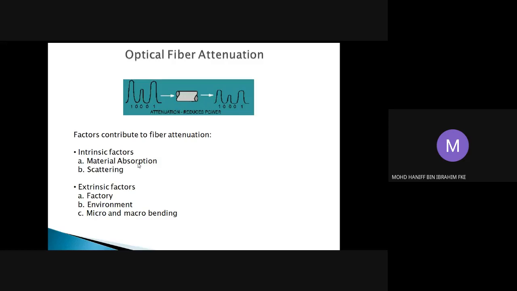But just to let you know that these two things, absorption and scattering, are the factors that cannot be controlled, and they exist naturally, due to the material behavior. Okay, so that's intrinsic factors.